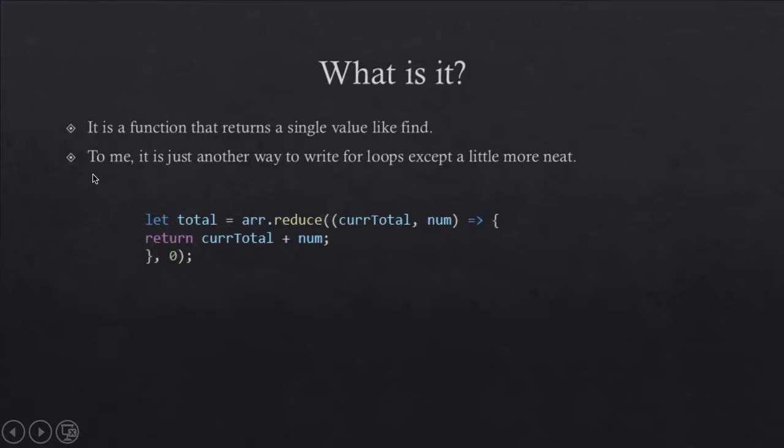And it will return a single value, so it could be anything really. So unlike find, obviously you get it has to be a value in an array, but in reduce it can be anything. It's probably the closest to a for loop for me.